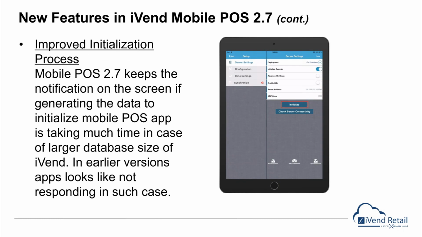Also, as a new feature in mobile POS 2.7, you will see that there's a big improvement in the initialization process. So the notifications on the screen are now available. You will see how the initialization process is taking place, whereas in early versions the application looked like nothing was happening. So now you're going to be able to basically follow the initialization process from start to end.